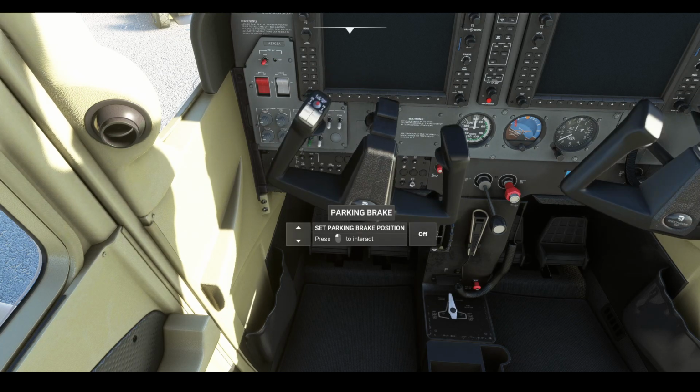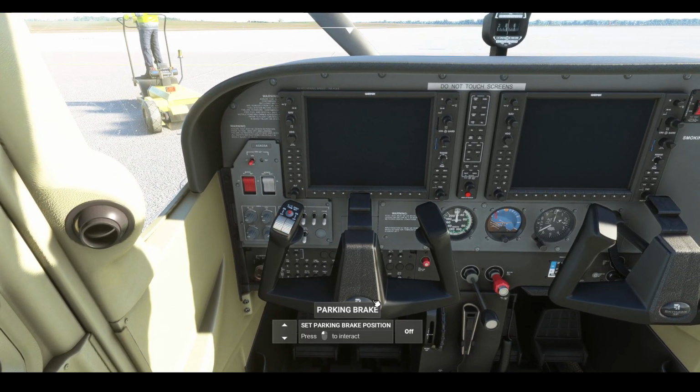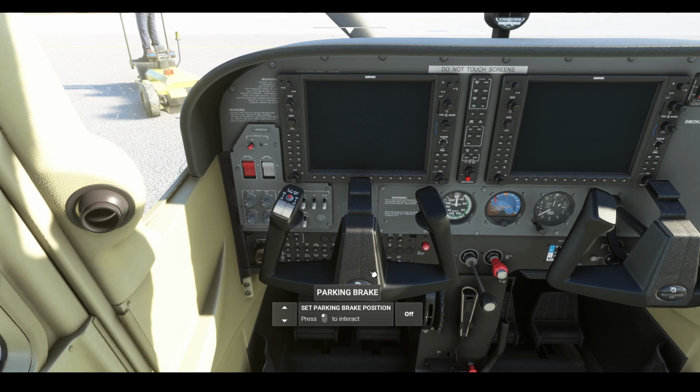Well, if I couldn't grab it. Okay, never mind. So parking brake's off. With the parking brake on, you would just pull it back. But to turn it off, you push it forward, you twist it, push it forward.